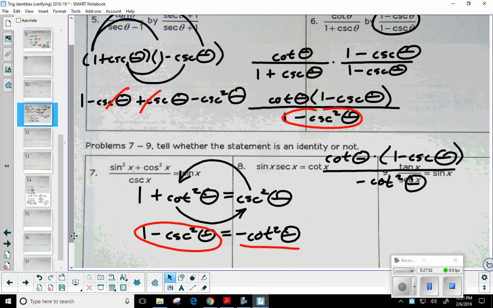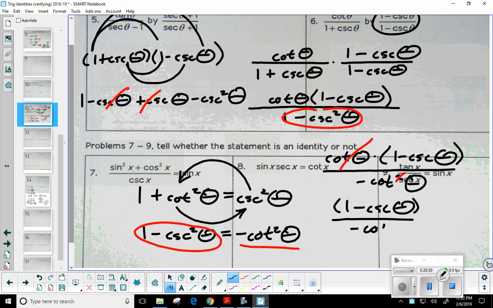So what can I do with that? Yeah, there. So that cotangent will cancel with that one. Okay. So you could leave the negative where it is, or you could go ahead and apply it through the numerator. Really, it doesn't matter. But I would say 1 minus cosecant of theta over negative cotangent of theta. Okay. And as long as we were able to get that denominator to one single fraction, that's good enough. That one's done.